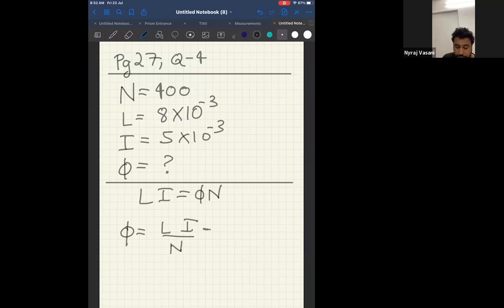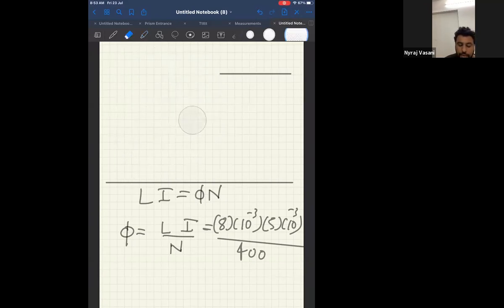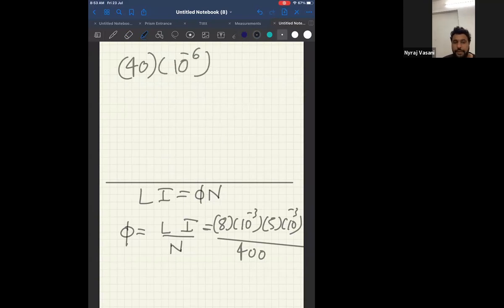Now, what is L? It is 8 into 10 power minus 3. I is 5 into 10 power minus 3 upon N. N is 400. Okay. So simplify. So what answer will I get? Let me write over here itself. What answer I will get is 8 5s are 40 into 10 power minus 6, because 10 power minus 3 times 10 power minus 3 will be 10 power minus 6, upon 400.